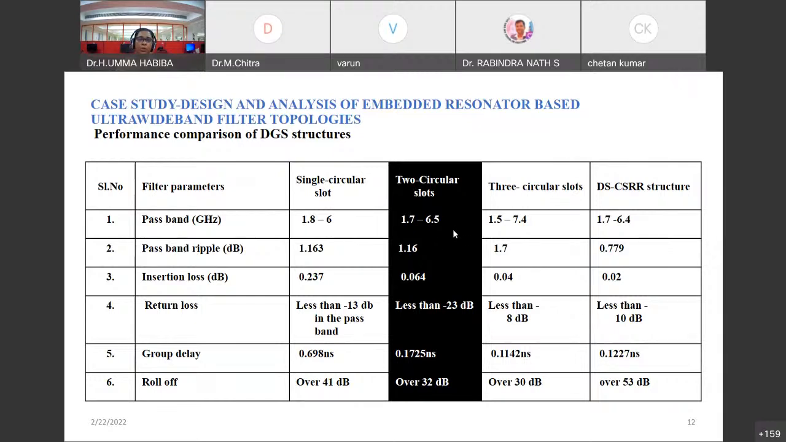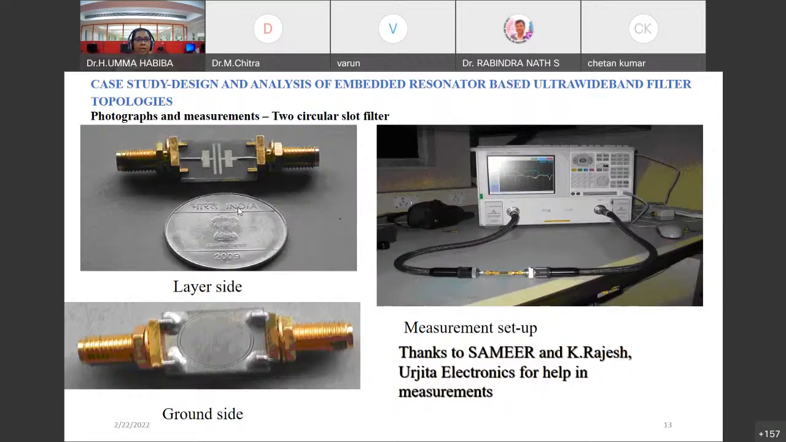So from this, I can decide I can use this two circular kind of PGS structure for any filter structure. It can give better performance compared to other DGS structures. Like that, I can come to the conclusion. So this is one kind of case study. So finally, that two circular slot filter.